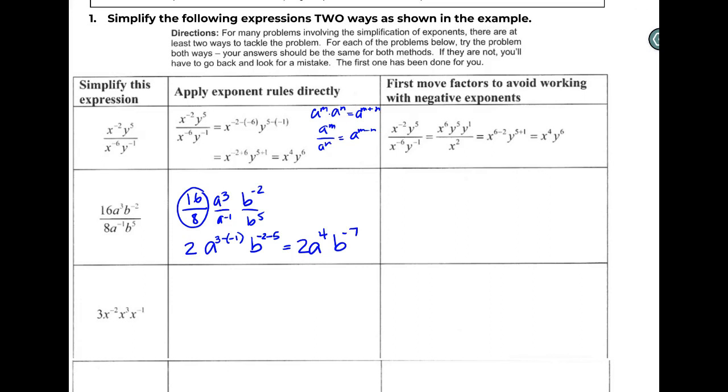So that would be your final solution. If we want to be really good about this, we would take that b to the 7th and move it to the bottom since it's negative.